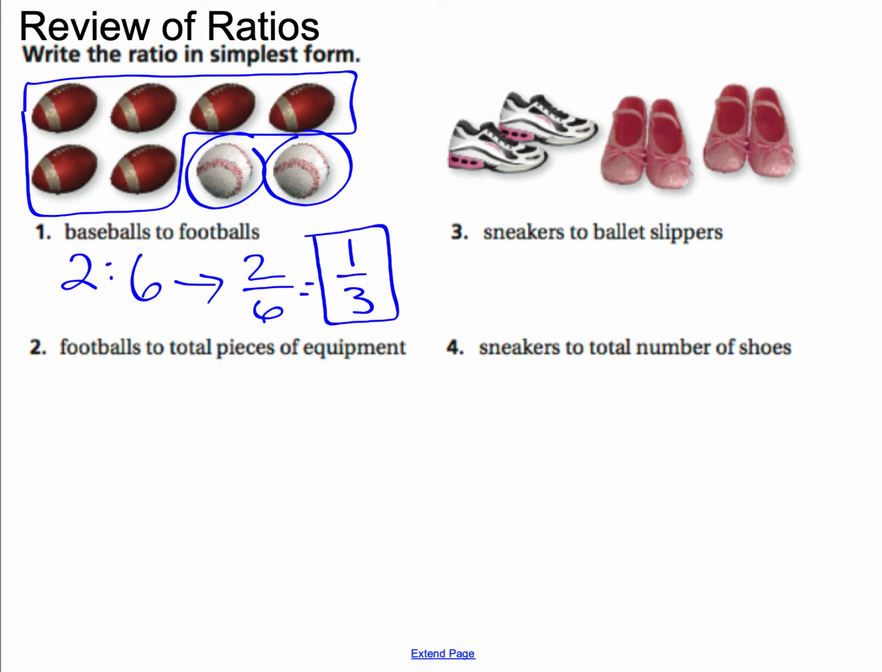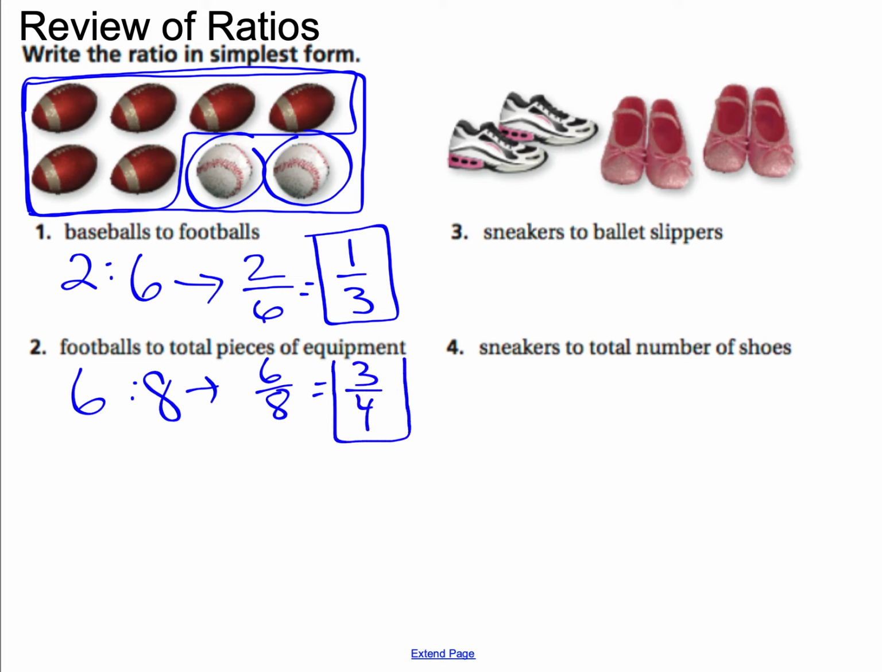Okay, footballs to total pieces of equipment. I'm assuming they're referring to all 8 of these as pieces of equipment. Maybe they should have just said sports balls. Anyway, there are 6 footballs to the 8 total sports balls. And that gives us 6 out of 8 as our ratio, or fraction. If we reduce that, divide top and bottom by 2, we do get 3/4 as our ratio.